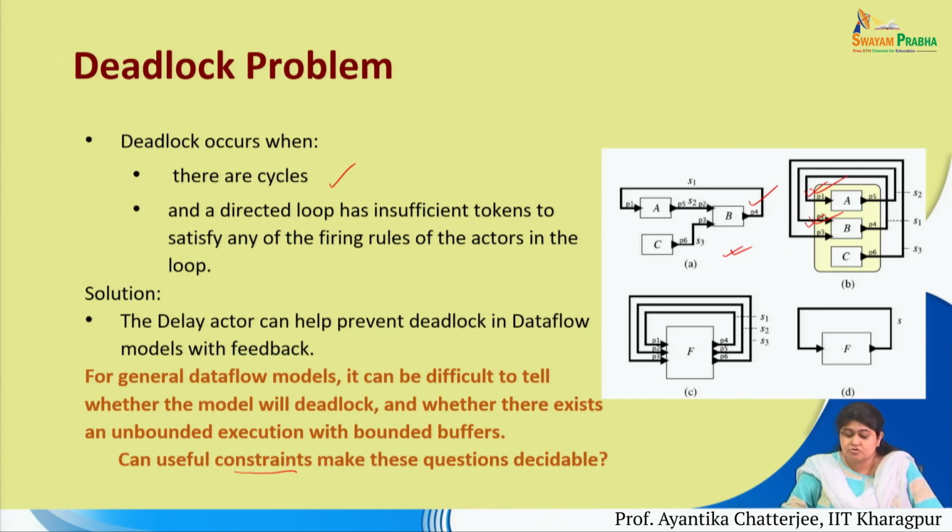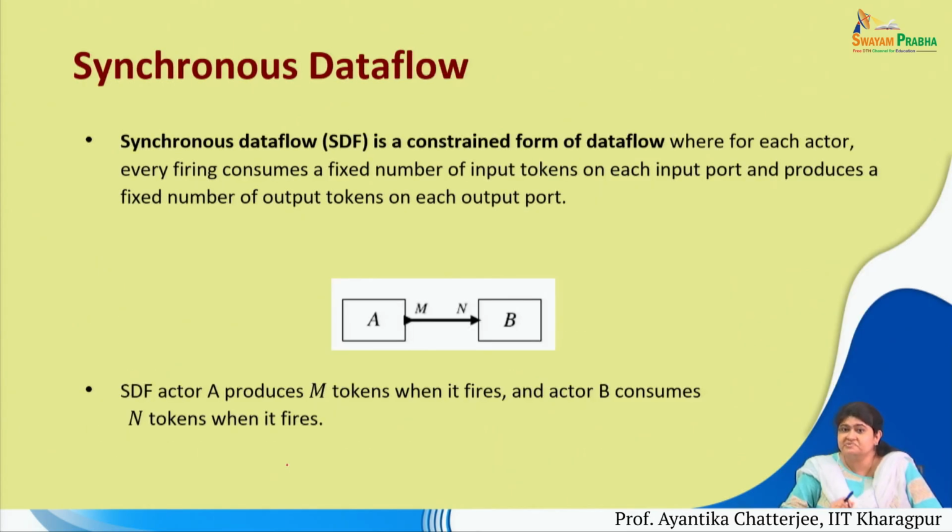Okay. So, when we are talking about a constrained scenario, we are basically talking about synchronous data flow. Synchronous data flow is a constrained form of data flow where, for each actor, every firing consumes a fixed number of input tokens on each input port and produces a fixed number of output tokens on each output port. That means, if you see, just check this diagram.